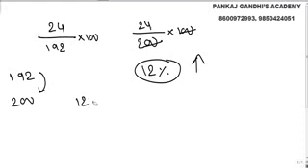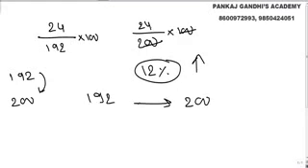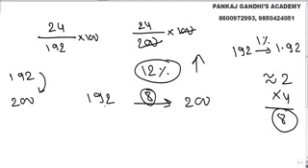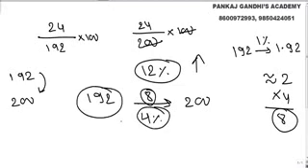Now, if we make 192 into 200, we have increased it by 8. Now, 192's 1% is 1.92, close to 2. 2 fours are 8. So we have increased approximately by 4%.